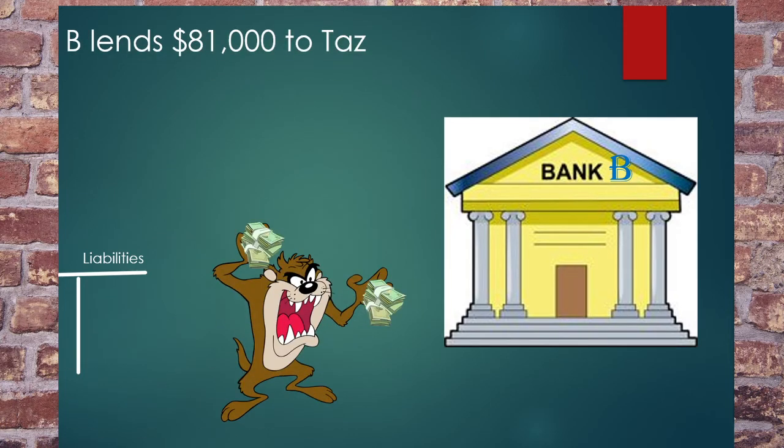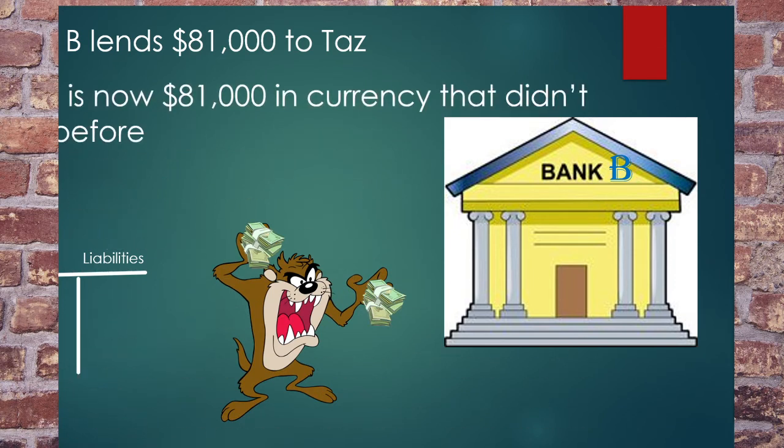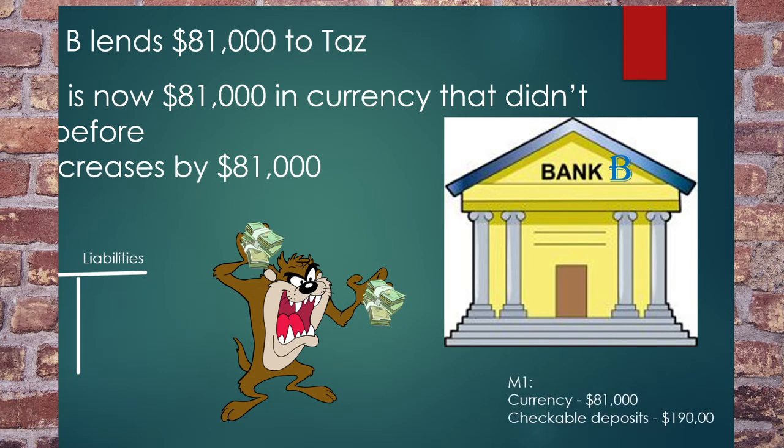Let's look at Bank B. Bank B lends 81,000 to Taz. There is now $81,000 in currency that did not exist before. M1 increases by 81,000 because if we pull it up here, the currency is now 81,000. Woody's got 90,000 in checkable deposits, and Goofy's got 100,000 in checkable deposits. If we look at Bank B, this is what their balance sheet would look like: required reserves 9,000, loans 81,000, demand deposits 90,000.